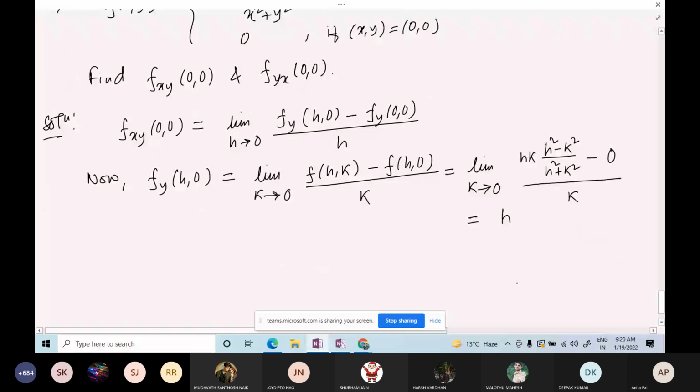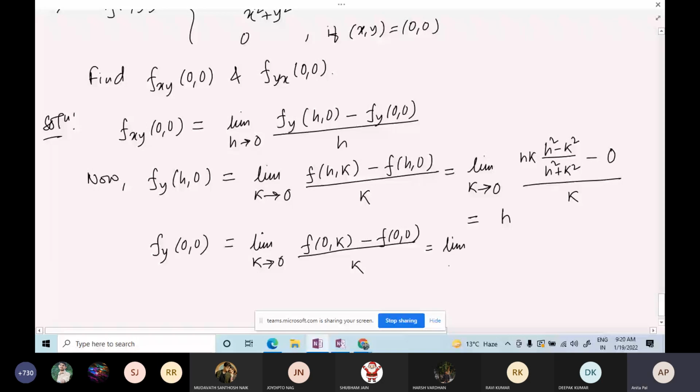Now we have to find out what is fy(0, 0). fy(0, 0) is del y of f(0, 0). So as per formula, it should be limit k tends to 0, f(0, k) minus f(0, 0) by k. Now what is f(0, k)? It will be obviously 0. f(0, 0) is given 0, divided by k. So it is 0. Now we will just put the value for fxy(0, 0).